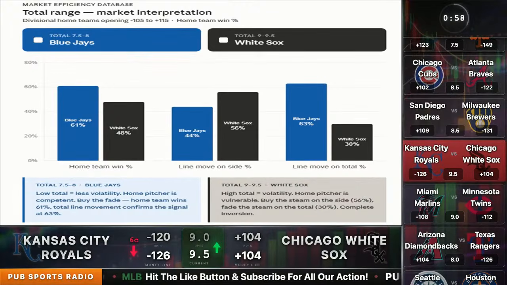The high total implies volatility and suggests the home dog's pitcher is vulnerable. The low total implies less volatility and suggests the home dog's pitcher is going to be competent in that start. Now, if we get the high total parlayed with a move towards the home dog, that flips the implications, and that's exactly what we're seeing in this spot.